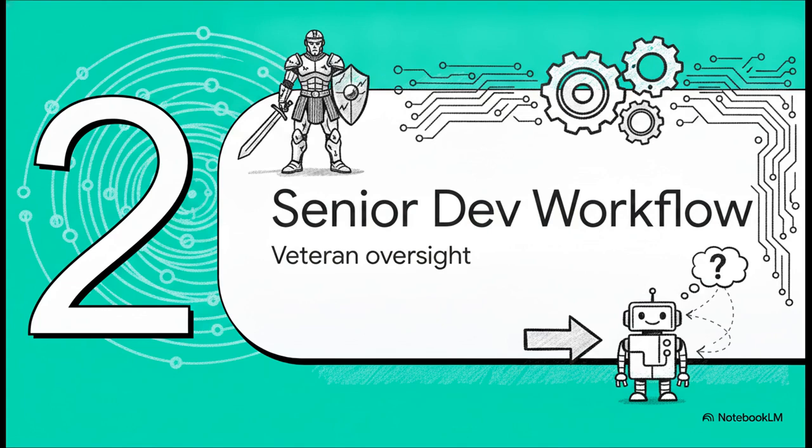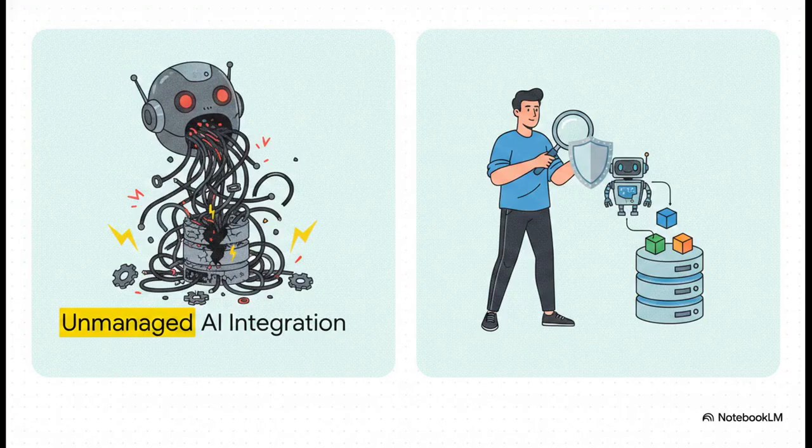Moving right along to Section 2, the senior developer workflow. This is where we really look at applying that crucial veteran oversight. So why focus on the senior level specifically? Well, because senior developers have the battle scars. They have that deep contextual awareness of how vast, interconnected systems actually fit together. And that's a context that AI agents inherently lack right now. Unmanaged AI integration is, quite frankly, reckless. It treats the agent like this infallible oracle, just pushing raw output directly into the repository.